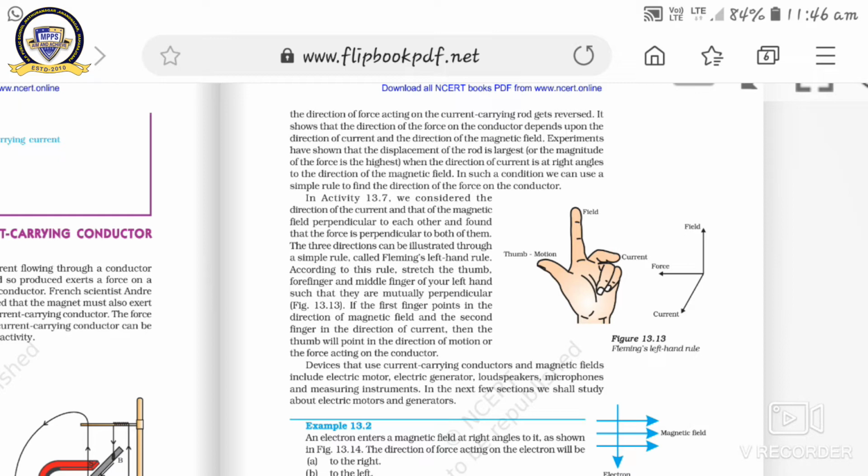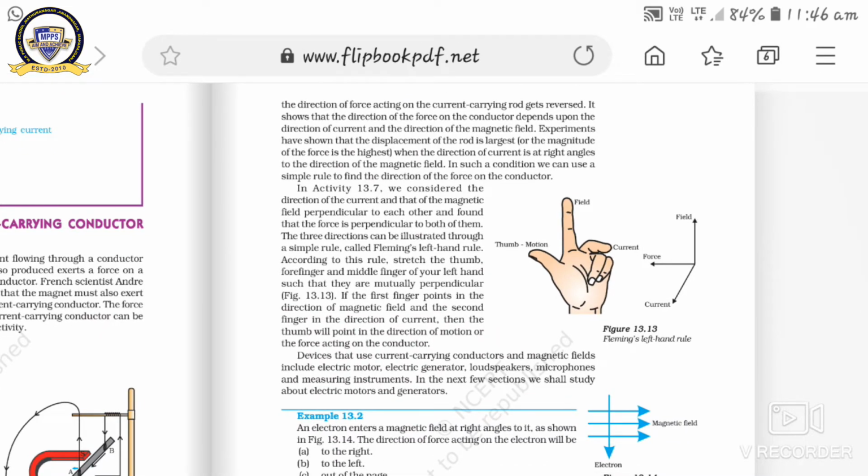The rule is called the Fleming left hand rule. Got it? This is a very important rule. According to this rule, stretch the thumb, forefinger and middle finger of your left hand such that they are mutually perpendicular. It means you have to stretch your thumb, forefinger and middle finger of your left hand in such a way that they are perpendicular to each other.